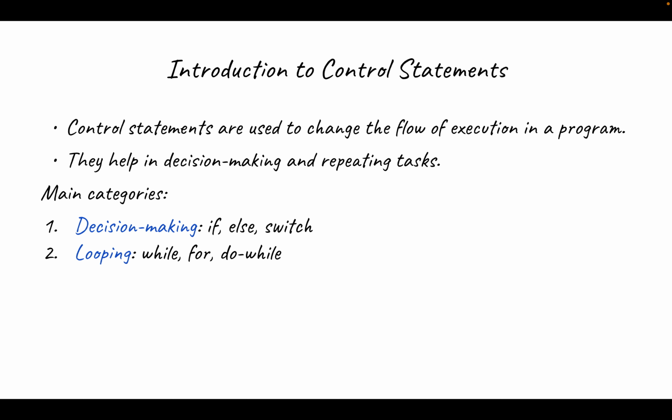Introduction to control statements. Control statements are used to change the flow of execution in a program. They help in decision making and repeating tasks. The main categories are decision making and looping. Decision making includes if, else, switch. Looping includes while, for, do while.